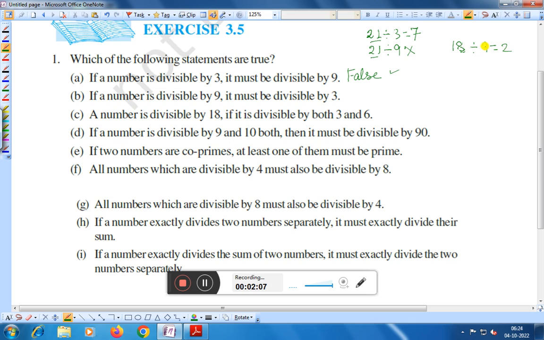If a number is divisible by a particular number, then it will be divisible by the factors of that number, right? The factors of 9 include 3. 3 3 is 9. 3 is a factor of 9. Therefore, 18 is also divisible by 3. 3 6 is 18, right? That means if a number is divisible by 9, it must be divisible by 3 also. This is true.